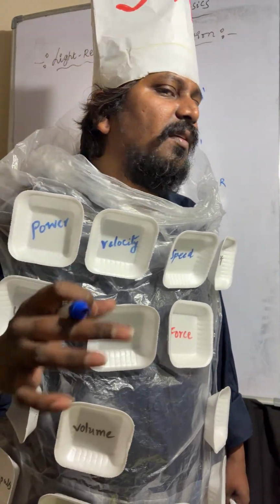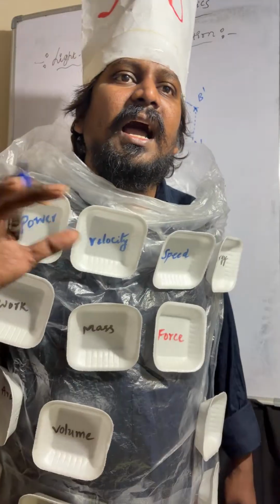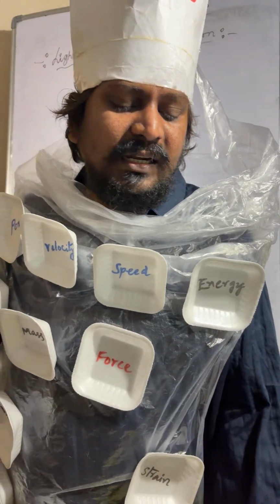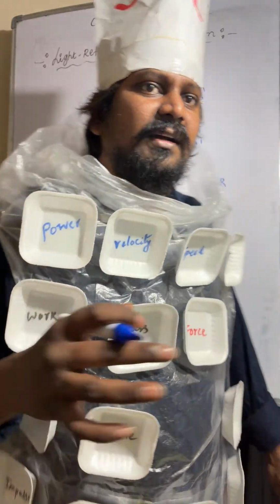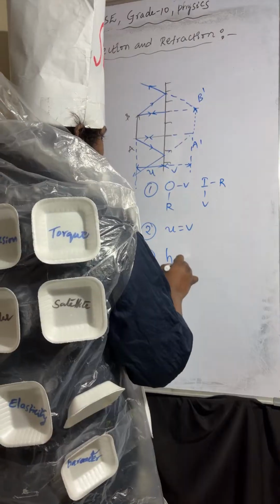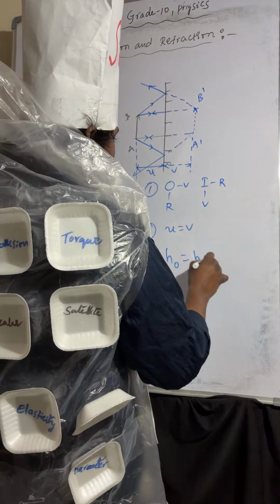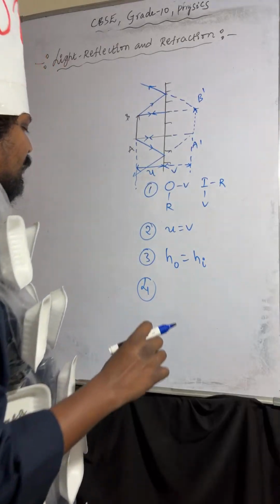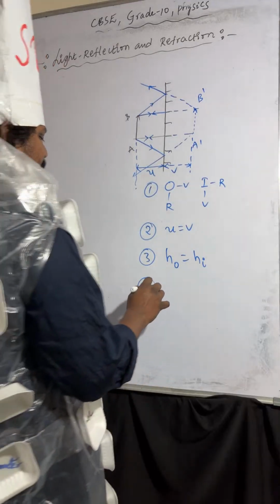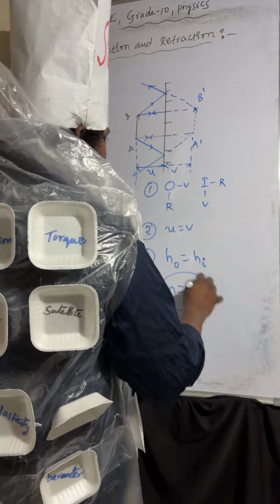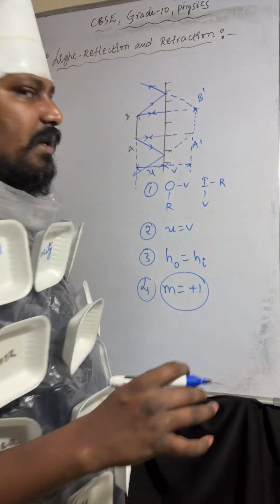And also here you have to understand one thing. Height of the object is equal to height of the image. So third one, height of the object is equal to height of the image. And coming to the fourth one, magnification of the plane mirror is +1.